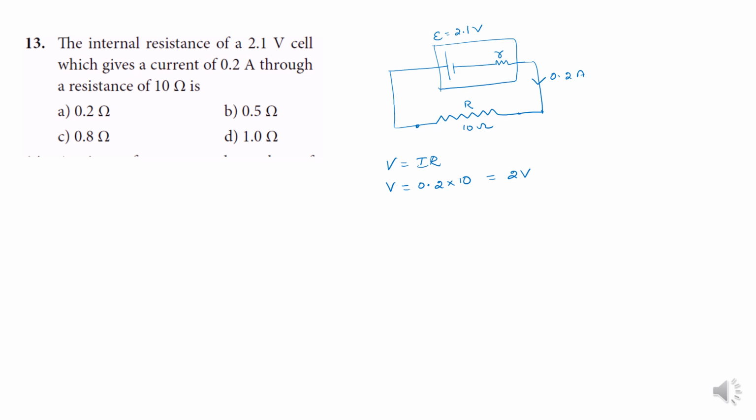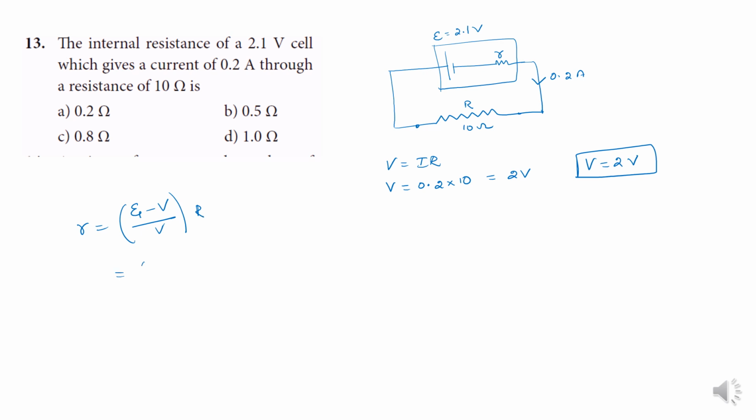So we know that the terminal voltage drop is always less than the EMF of the cell, because a part of the voltage drop occurs across the internal resistance, which is small r. This V is the terminal voltage drop across the external resistance. The equation that relates internal resistance, external resistance, EMF and voltage is small r equals epsilon minus V by V into capital R.